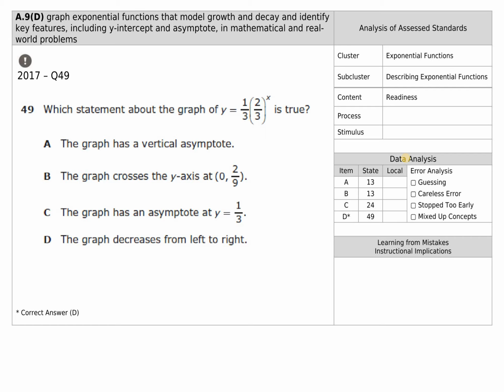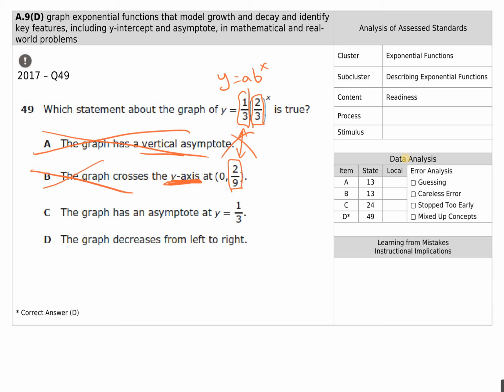2017, this was asked. We have the next question. We're given that same formula, y equals a b to the x. So we know 1/3 is the y-intercept, and the growth rate, or decay in this case since it's less than 1, is 2/3. It has a vertical asymptote? We've said no. In Algebra 1, we don't have vertical asymptotes. The graph crosses the y-axis at 2/9? That's our y-intercept, and no, it's supposed to be 1/3. It can't be B.